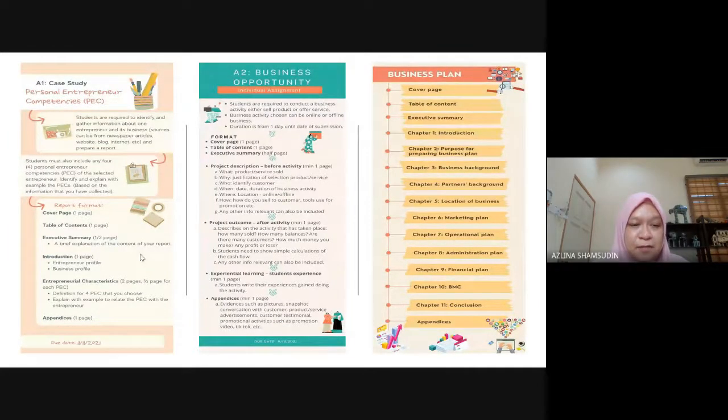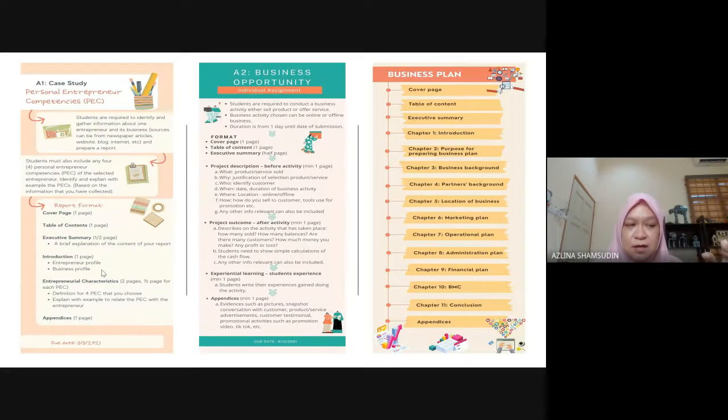And the second one is you have to include the business profile. What is the name of the business, the type of business yang dia buat tu, product and services, dia start the business bila dan sebagainya. Next is entrepreneurial characteristics, about 2 pages, half a page for each PEC. Since you have to do 4 PEC, first you have to include the definition for the PEC. The definition you can get from the slide. So you ambil daripada slide saja.